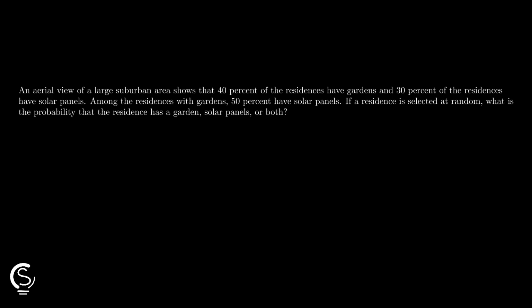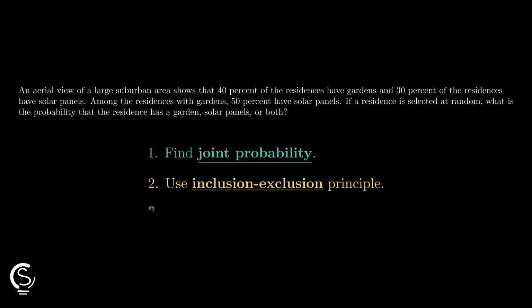Probability problems involving overlapping sets are actually super simple if you follow this quick 3-step method to find the correct answer in under 60 seconds.